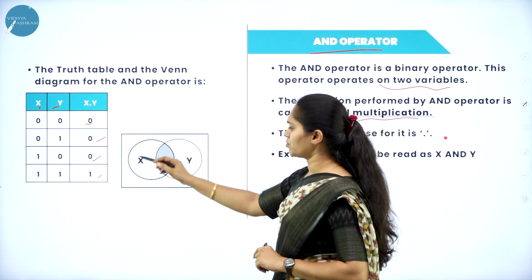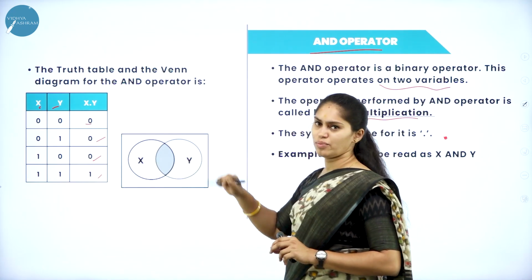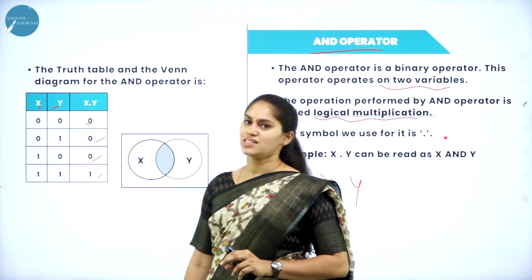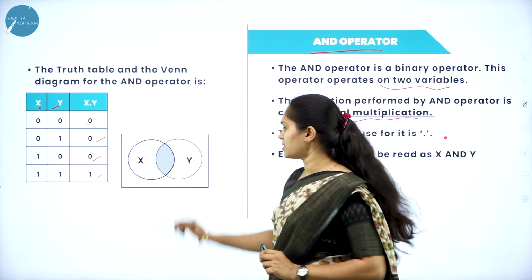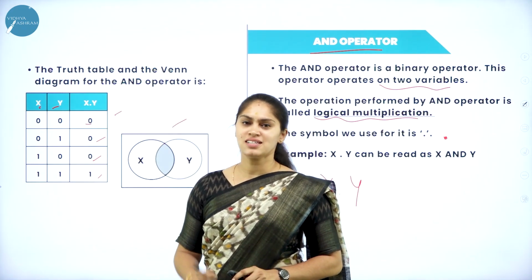X, Y. When the inputs are common, both in X and Y, that is used in order to perform the logical multiplication. So this Venn diagram and truth table of all the operators called AND, OR and NOT is important.